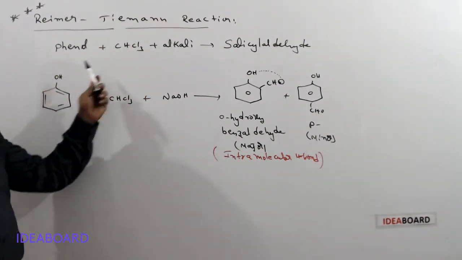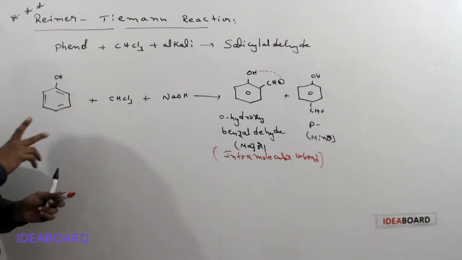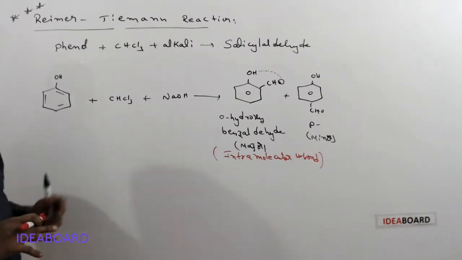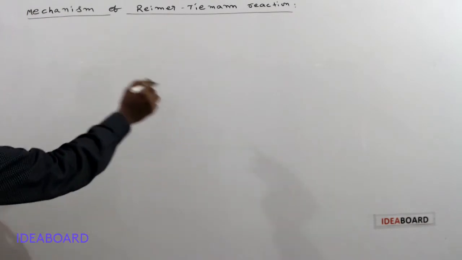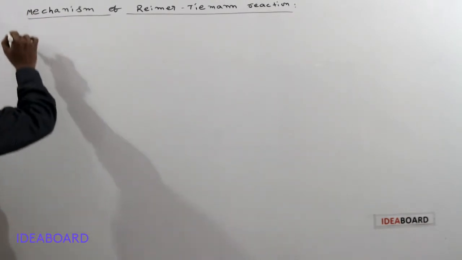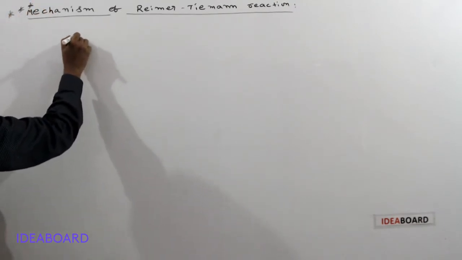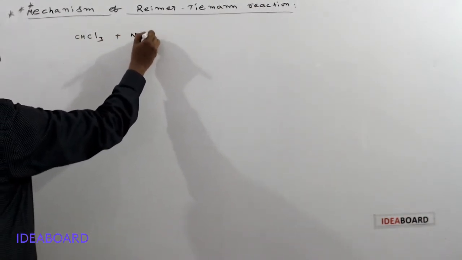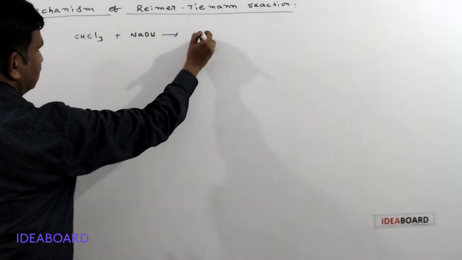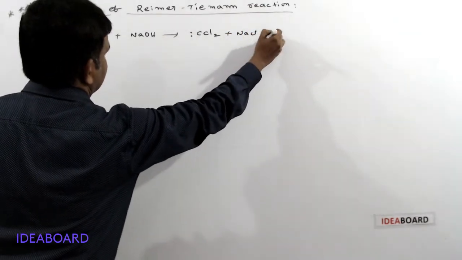Okay, phenol plus chloroform and alkali gives salicylaldehyde. We need the mechanism for this reaction, that is the important thing, and based on the mechanism they ask questions also. We will see the mechanism now. Now see the mechanism of the Reimer-Tiemann reaction, which is an important one. In this mechanism, first we take CHCl3, chloroform, which reacts with sodium hydroxide, a strong base, forming first CCl2 plus NaCl plus H2O.